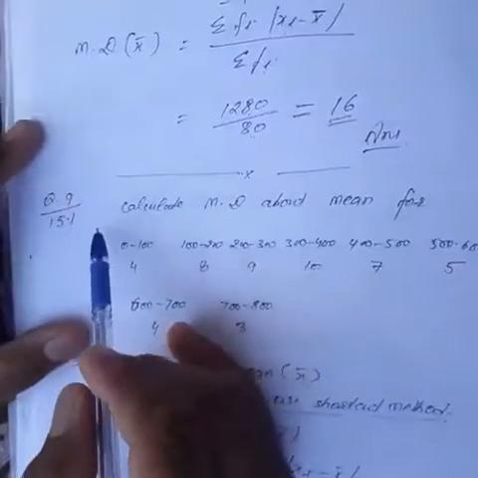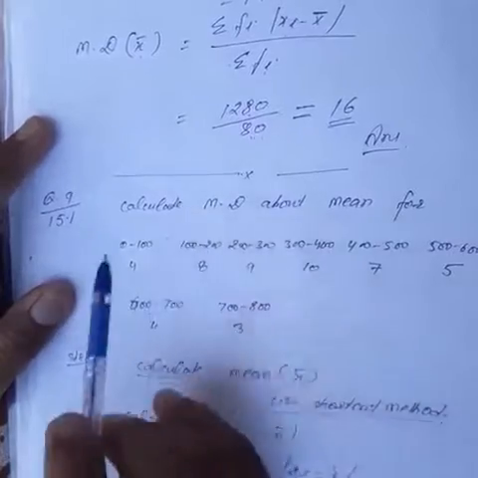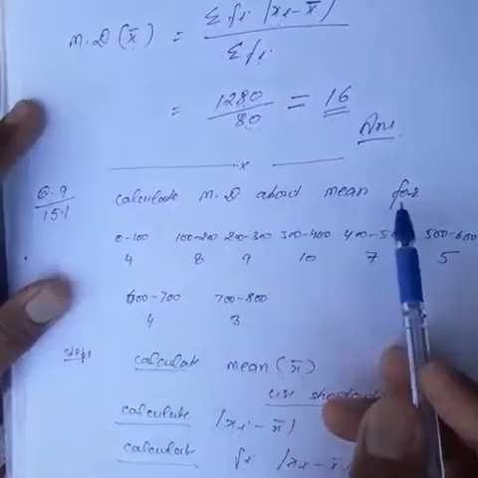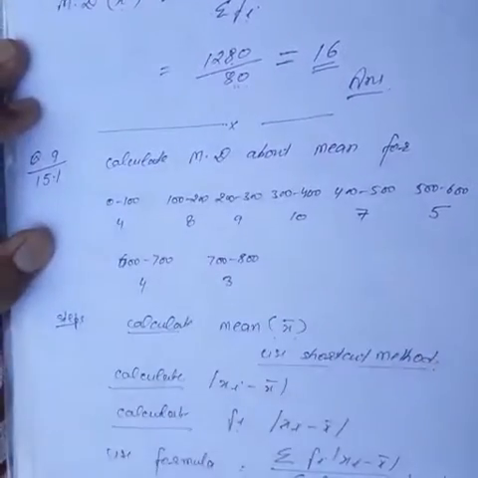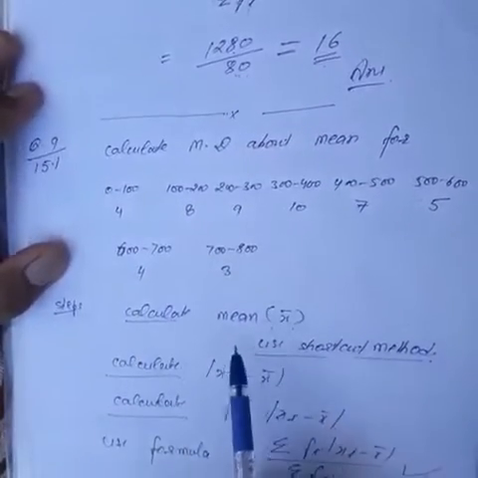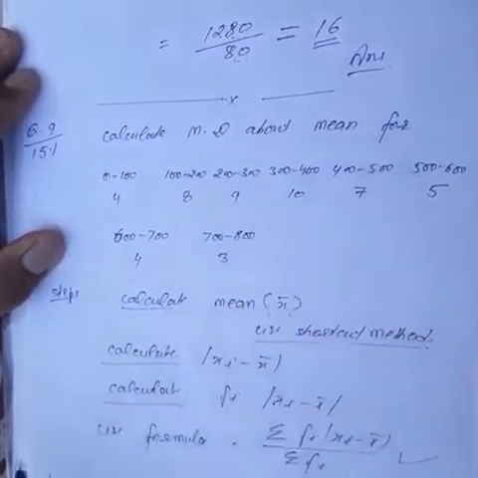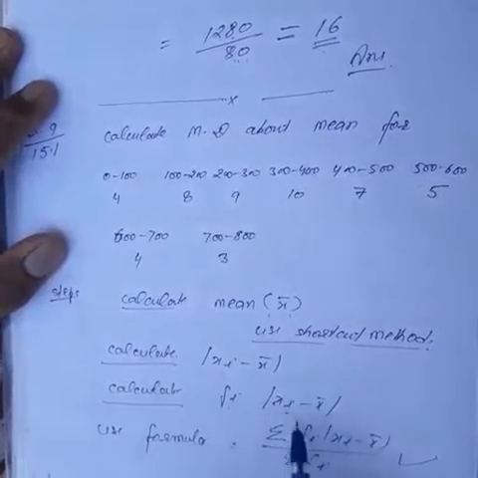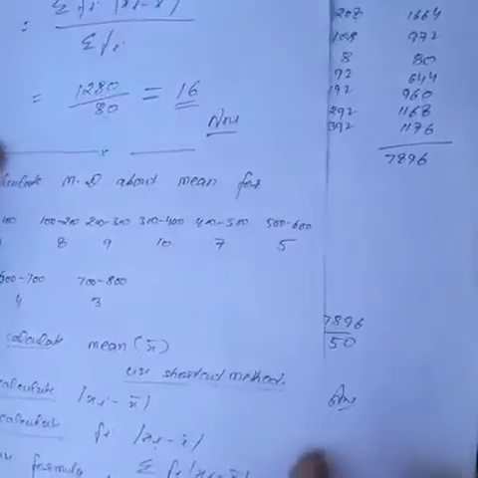Now question number 9 of exercise 15.1. Calculate mean deviation about mean again. In this question, we need mean deviation about mean for this observation. So these are class intervals and frequencies. Now in this question we follow the same steps. Calculate mean because we want to find out mean deviation about mean. Then calculate xi minus x bar. Calculate fi into mod of xi minus x bar, and then use the formula to calculate. The same method we will follow.